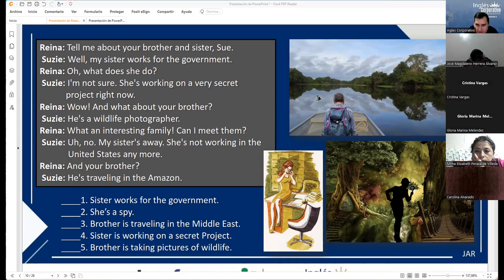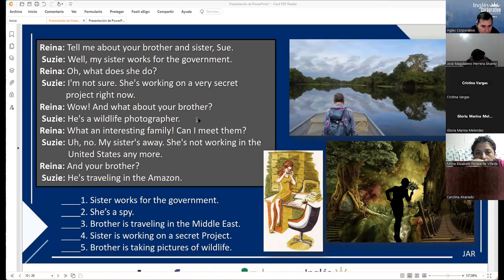Mm-hmm. And we have a picture of the man traveling in the Amazon, okay? So, again, tell me about your brother and sister, Zoo. Well, my sister works for the government. Oh, what does she do? I'm not sure. She's working on a very secret project right now. Wow, and what about your brother? He's a wildlife photographer. What an interesting family. Can I meet them? Oh no, my sister's away. She's not working in the United States anymore. And your brother? He's traveling in the Amazon.